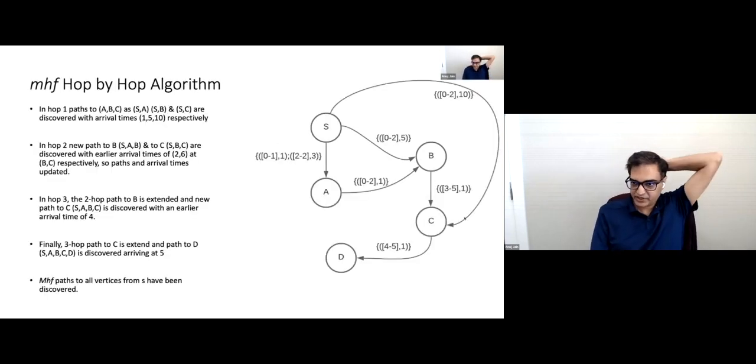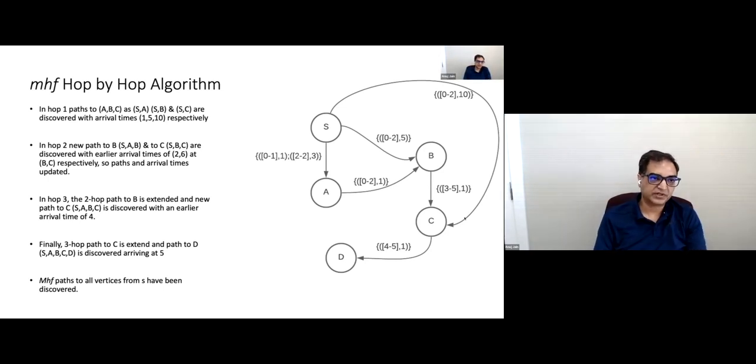Just to give a little bit of insight into how the MHF algorithm works. This is a hop by hop algorithm that explores vertices in every hop and updates the paths if it finds a better path. So for example, let's say the starting vertex was vertex S, and we wanted to find MHF paths to all the other vertices in the graph. In hop 1, we explore all the one hop neighbors of S, which is A, B, and C. We can reach A at time 1, B at time 5, and C at time 10.